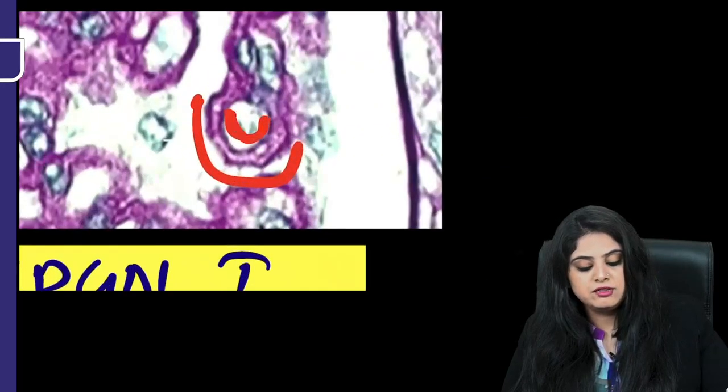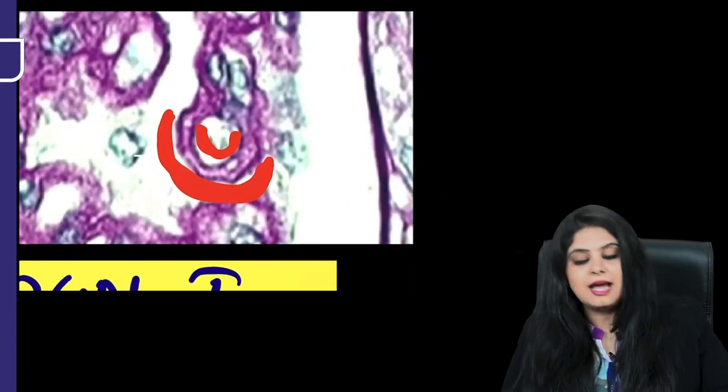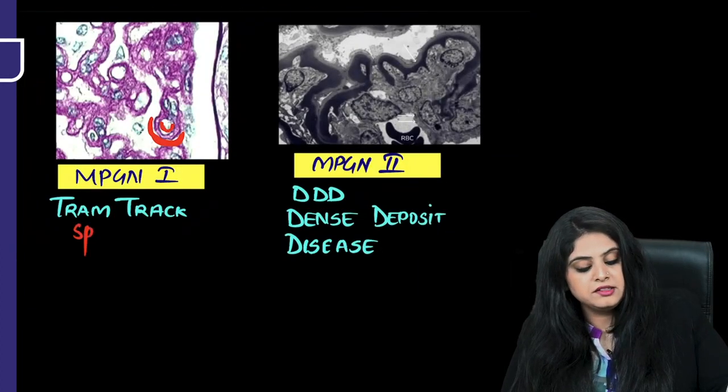The basement membrane has two lines in it. So that is the tram track appearance, or you can say there is a splitting of the basement membrane that is noted.